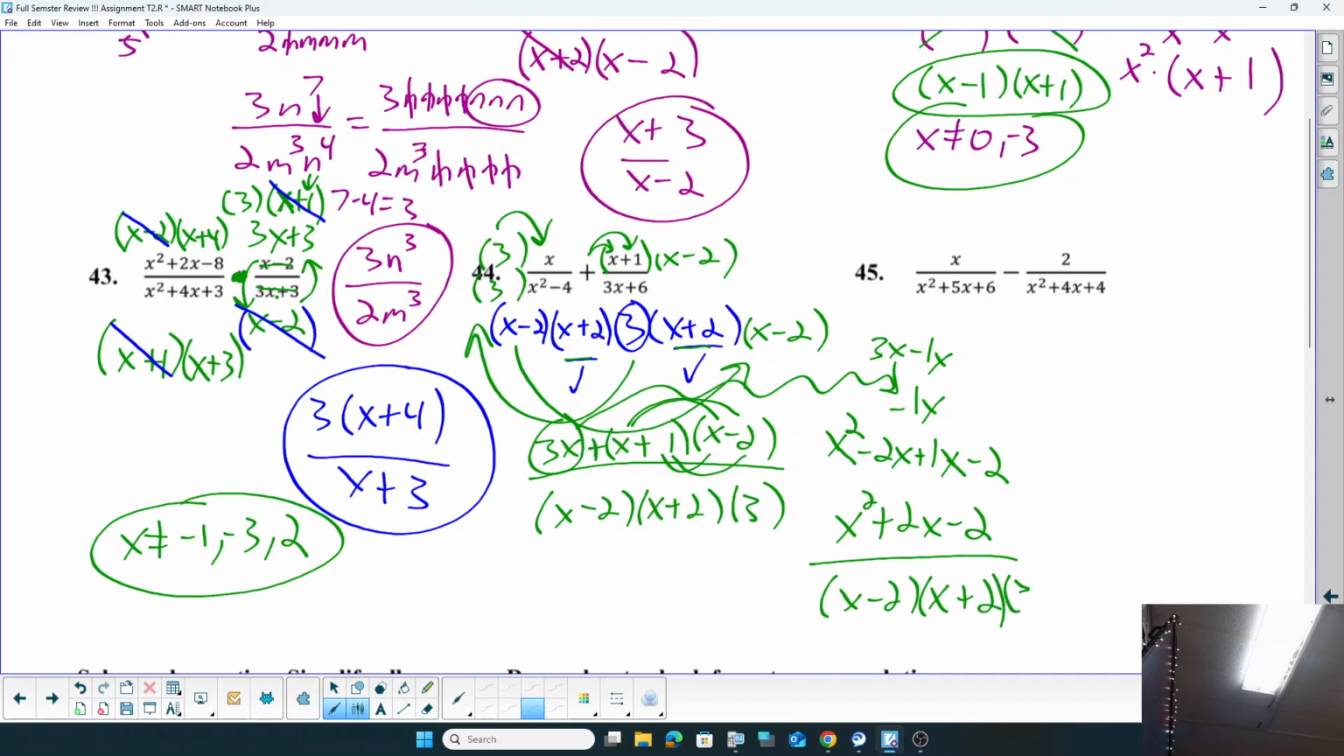Whoa, this looks like an evil one. What do you mean? No, that won't factor. Will it factor? No, it won't factor. We're okay. We're good.